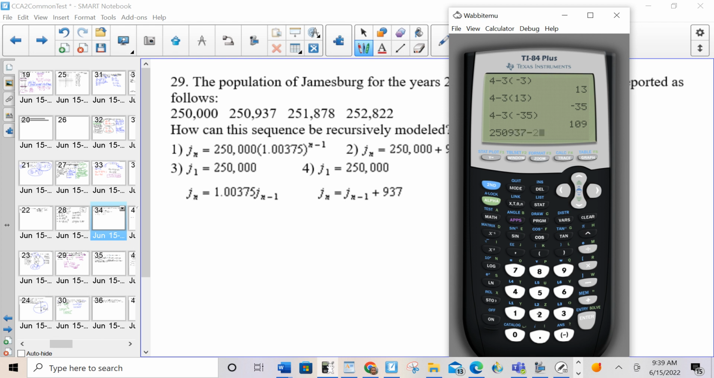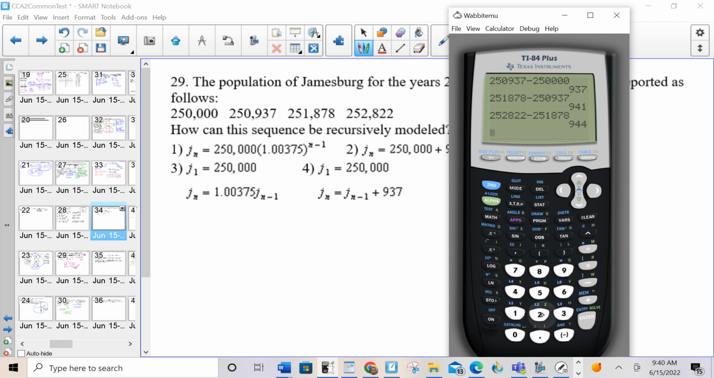250937 minus 250000 is 937. 251878 minus 250937. Do they subtract to the same thing? No. Let's just be sure. 252822 minus 251878. No, they are not subtracting to the same thing.